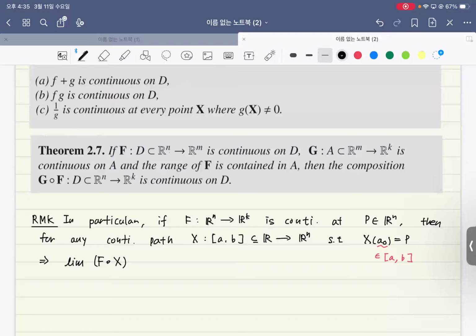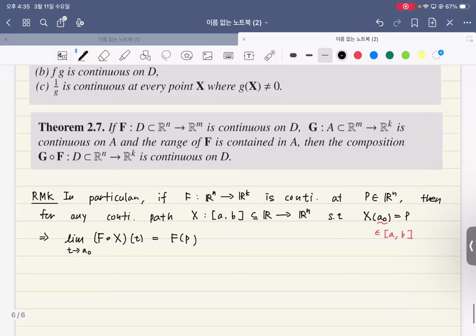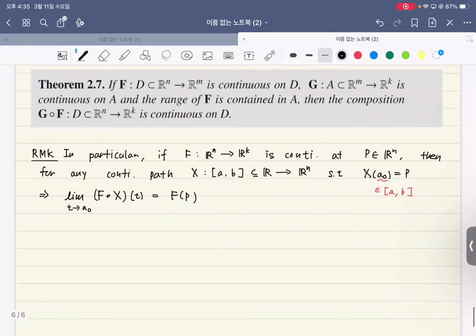So as t is tending to a0, this value must be f of p. Yeah, this statement seems very obvious, but this easy observation sometimes helps us to tell if any given function is not continuous. Just like this.